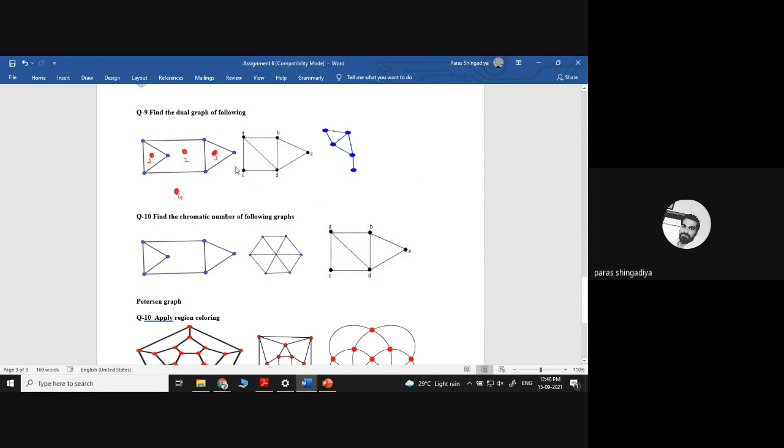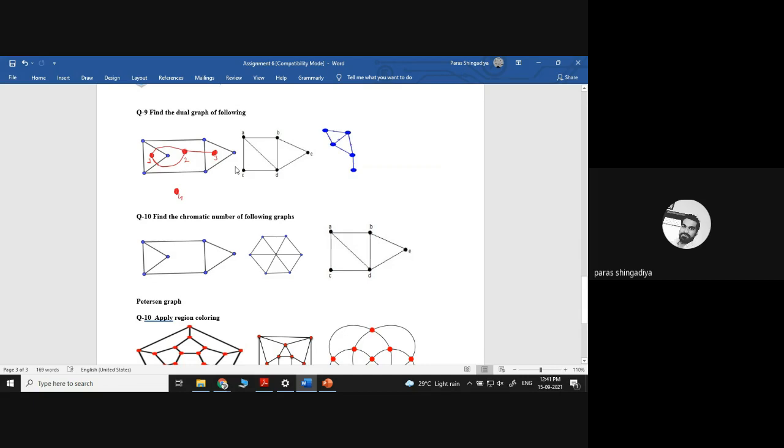Then check the adjacency relations of each region, and connect the two vertices which are adjacent by crossing the adjacent edge. First check inside the graph. Here 1 and 2 are adjacent by this edge, so cross this edge and connect it. 1 and 2 are also adjacent by the below edge, so cross this edge and connect 1 and 2. 2 and 3 are adjacent by this edge, so cross it and connect 2 and 3.